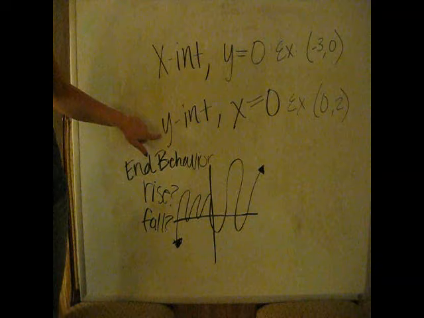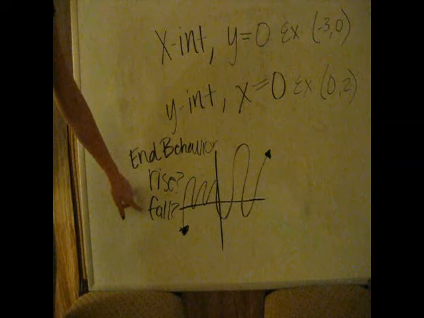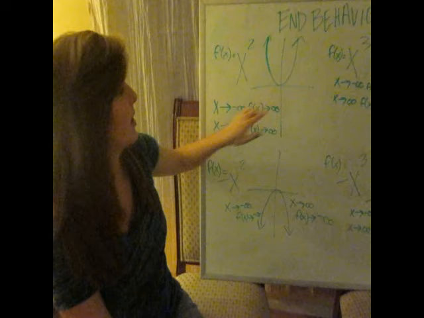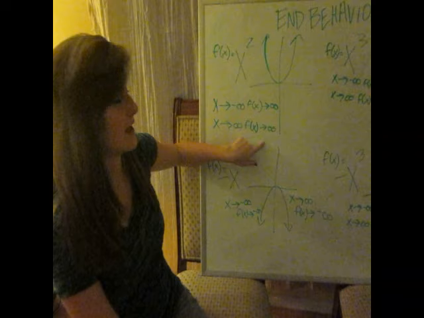Now we're going to find the end behavior. Okay, so now we're going to talk about end behavior. So first we're going to start with an even degree. And when you have an even degree, both ends of your equation are going to be going the same direction. So when x is approaching negative infinity, f of x will be approaching infinity. And when x is approaching infinity, f of x will also be approaching infinity.